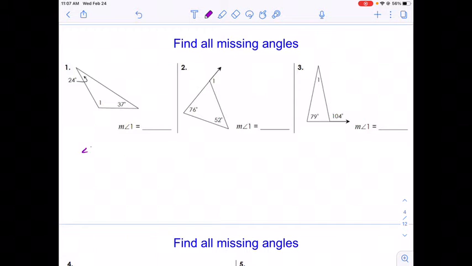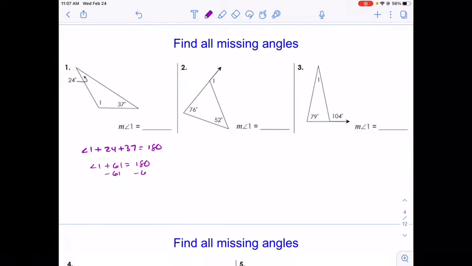So that means that angle 1 plus 24 plus 37 is equal to 180, which is extremely useful. Now we're going to add these two up, and most of the time you're probably just going to do this in your head. If we take these two and add them up, 24 plus 37 gives us 61. Okay, so angle 1 plus 61 is equal to 180. This is just the algebra behind it. Subtract 61, and angle 1 is equal to 119. So our answer here is 119.